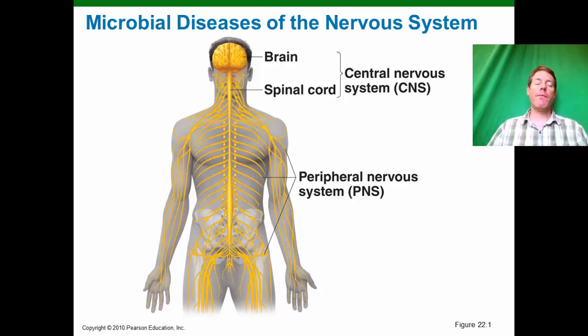In this chapter 22, we're going to cover microbial diseases of the nervous system. First, a bit of basic anatomy of the nervous system. The brain and the spinal cord are grouped together in what we call the central nervous system, or CNS, and then notice that the nerves emanating out of the spinal cord together constitute what we refer to as the peripheral nervous system, or PNS.